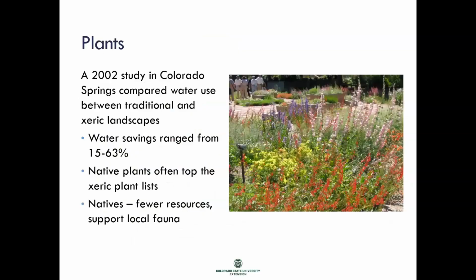So when we're talking about plants, there was a study that is often looked to that was done in Colorado Springs, where they compared the water use between traditional and xeric landscapes, and the water savings was huge. It ranged from 15 to 63%, which is a big range. But even if you're on the 15 to 20% savings, on the low end of that, that's great. Native plants tend to be xeric plants. So if you get a plant list that is xeric plants, oftentimes it's packed with natives.